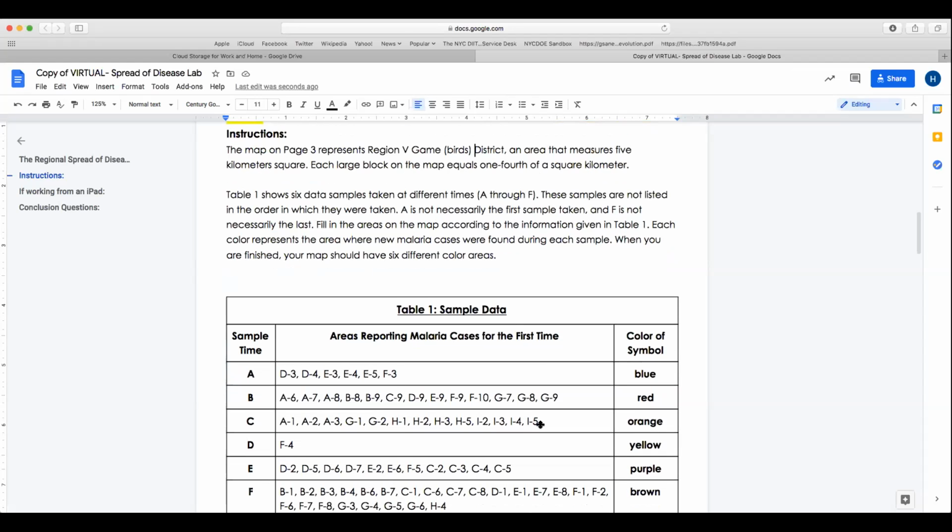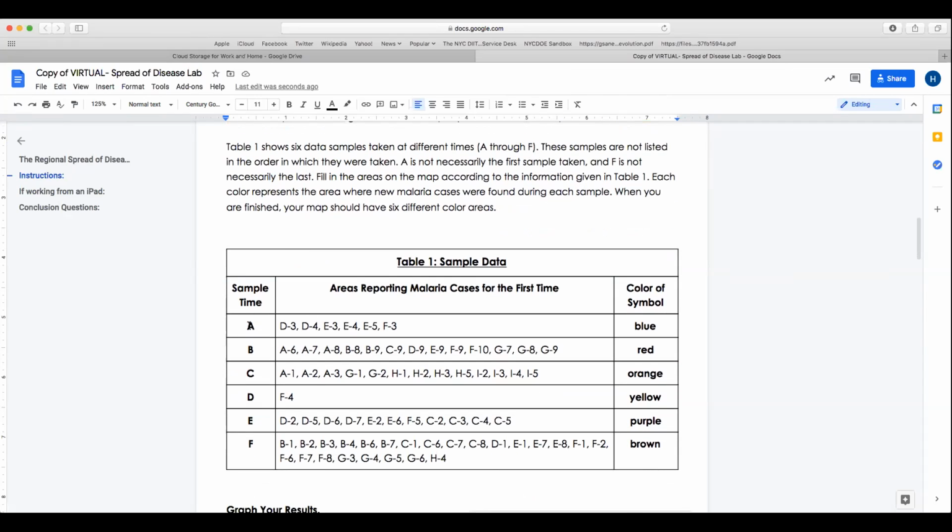Table 1 right here then shows us 6 data samples taken at different times. So we're given time samples A through F. But these samples are not necessarily listed in the order in which they were taken. So A is not necessarily the first time sample, and F is not necessarily the last.